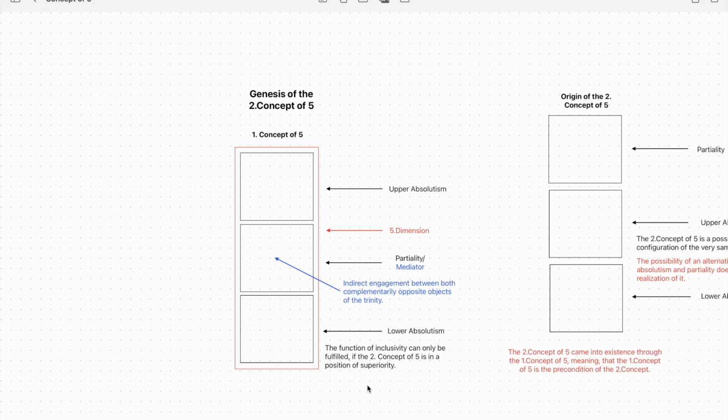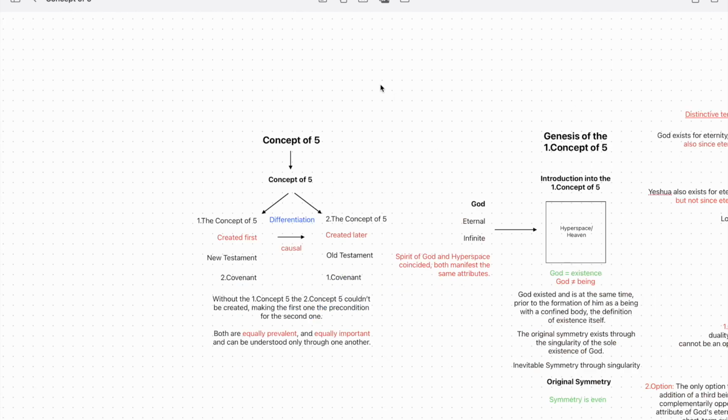In the first episode, we have been discussing the genesis of the first concept of five. In this episode, I would like to discuss the genesis of the second concept of five. As we have discussed in the first episode, the first concept of five and the second concept of five are equally prevalent and equally important and can only be understood through one another.